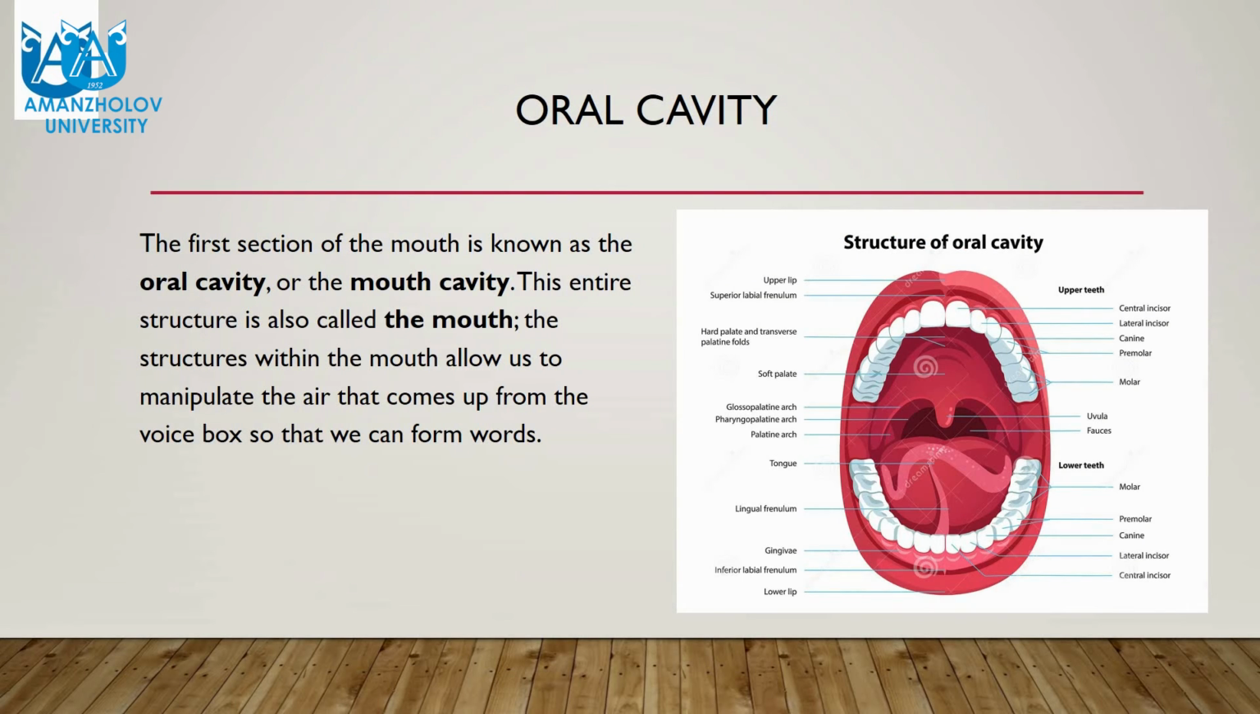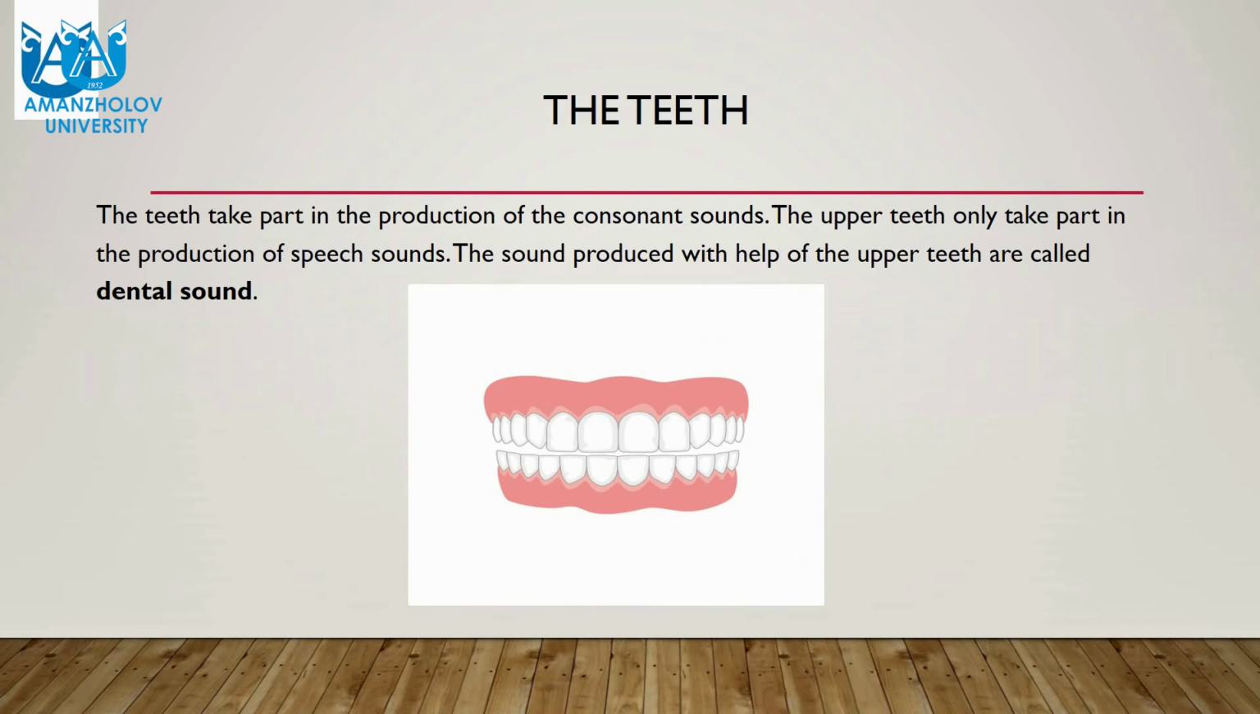Oral cavity. The first section of the mouth is known as the oral cavity or the mouth cavity. This entire structure is also called the mouth. The structures within the mouth allow us to manipulate the air that comes up from the voice box so that we can form the words. The teeth. The teeth take part in the production of the consonant sounds. The upper teeth only take part in the production of speech sounds. The sounds produced with the help of the upper teeth are called dental sounds.